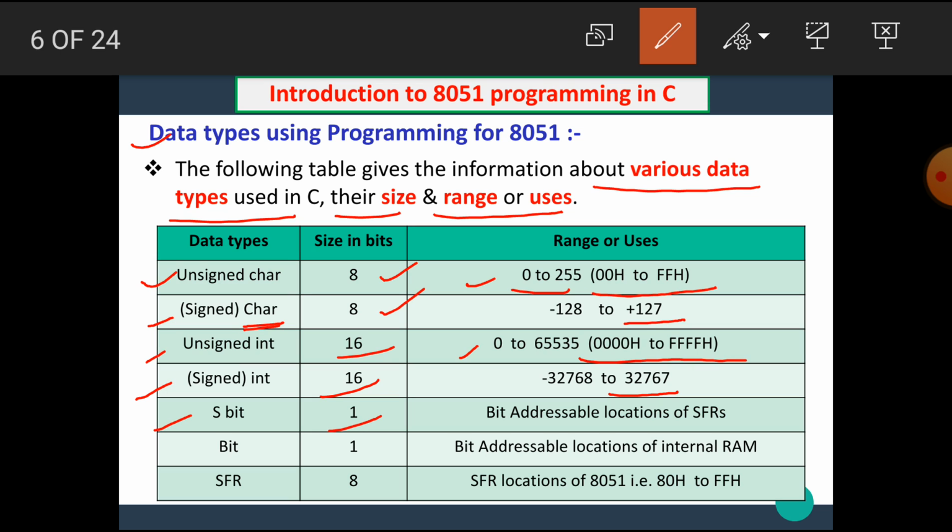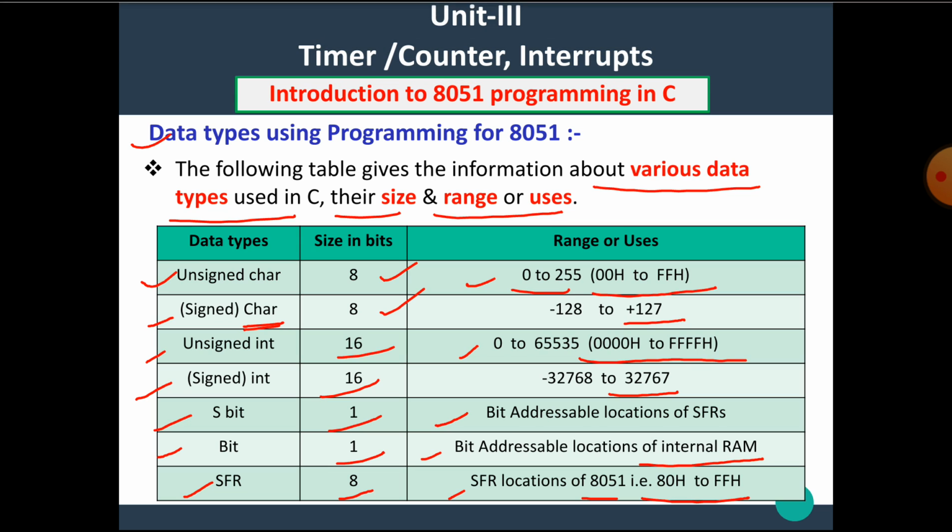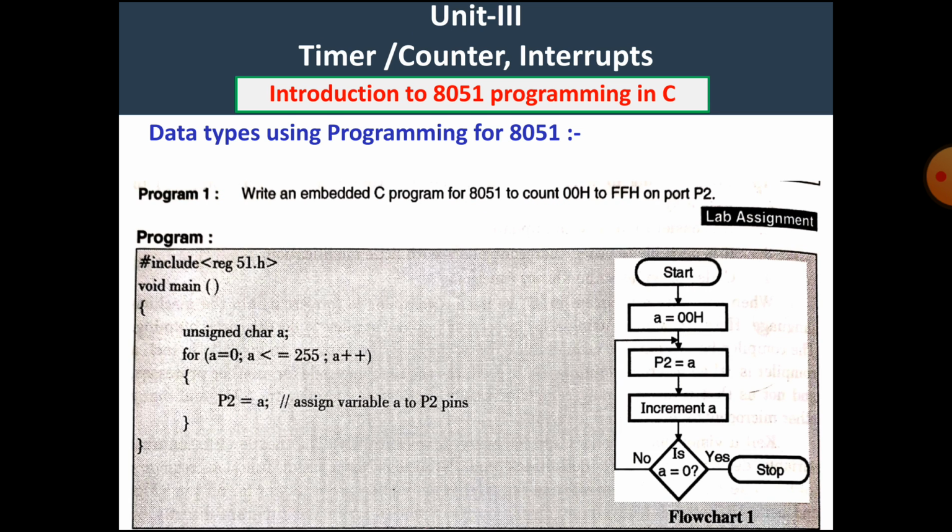Its size is 1 bit and its use is bit addressable locations of SFR. The next data type is bit. Its size is 1 bit and its use is bit addressable locations of internal RAM. The next data type is SFR. We know that SFR means special function registers. Its size is 8 bits and its use is SFR locations of 8051, that is 80H to FFH. Okay, I hope you all got the basic idea about the data types used in programming for the 8051 microcontroller.